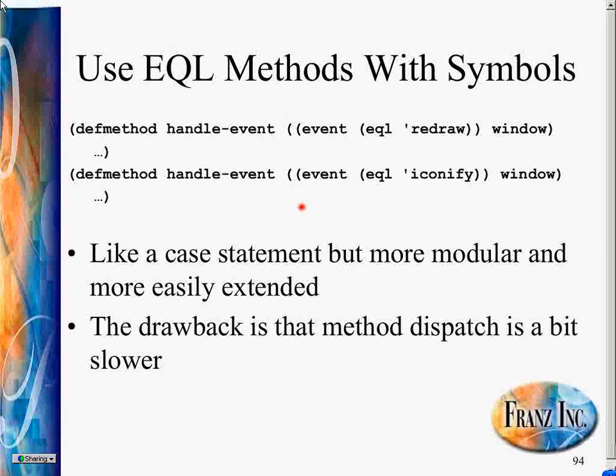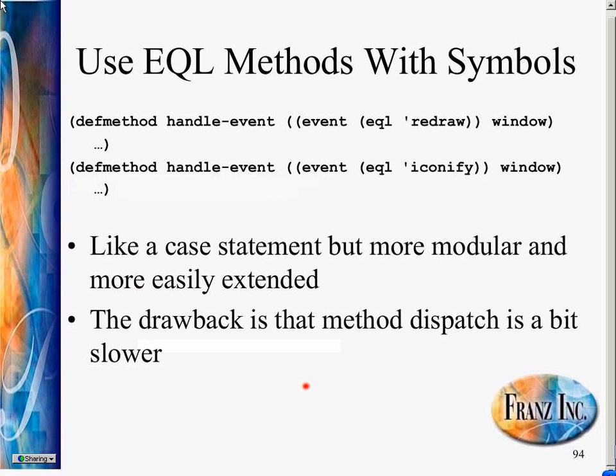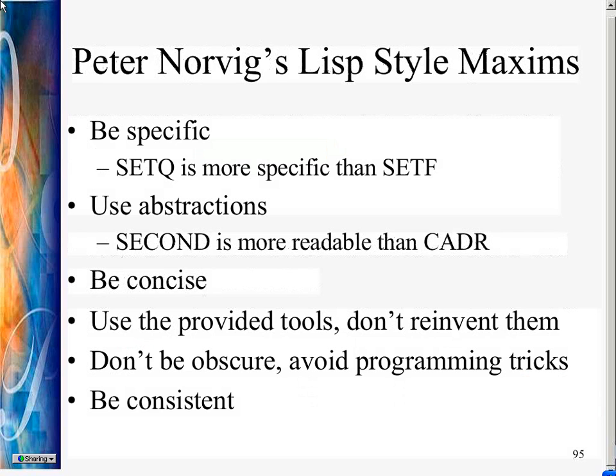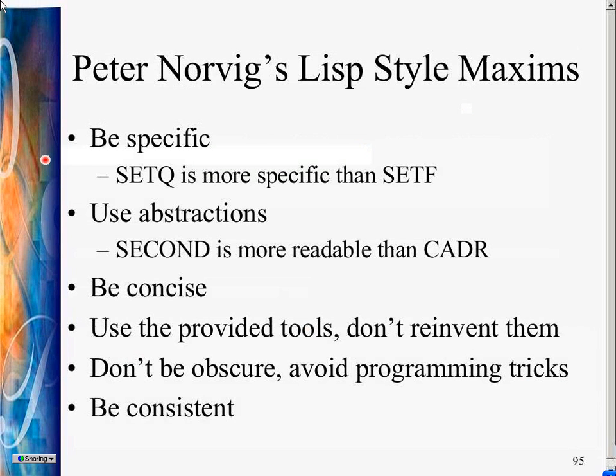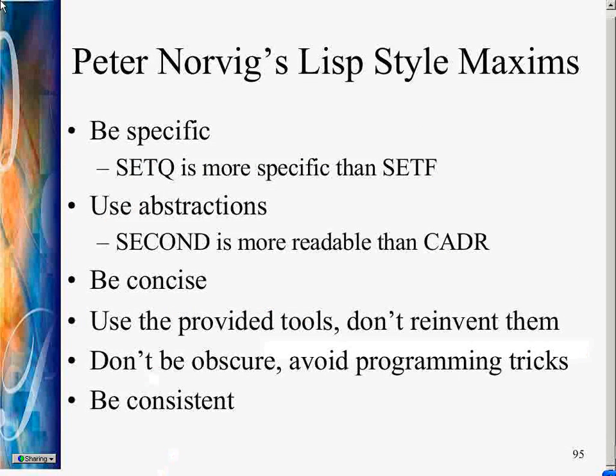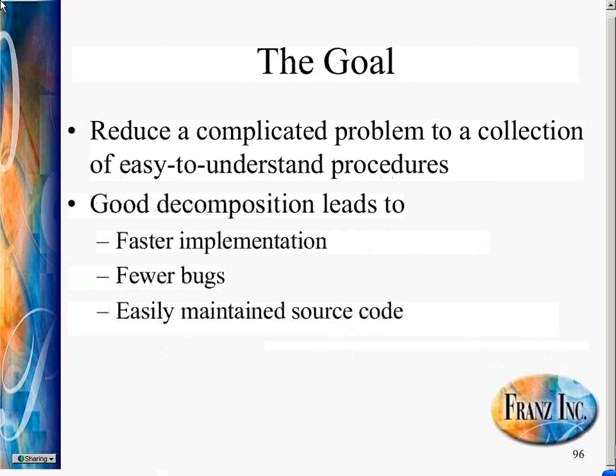And the thing is that if you had to rewrite your case statement, you'd have to go find the code, find the case statement, rewrite it, and then reload or recompile the code. But if you wanted to define additional methods for handle-event on different symbols, well, you just call defmethod and you're done. The drawback is the method dispatch is a bit slower, so if these things are in tight loops called many, many times, you might worry about that. A guy named Peter Norvig, a famous Lisp programmer, likes to use setq rather than setf. Actually, we prefer the other way. Use second; he prefers cadr. Be concise, don't reinvent tools, etc.